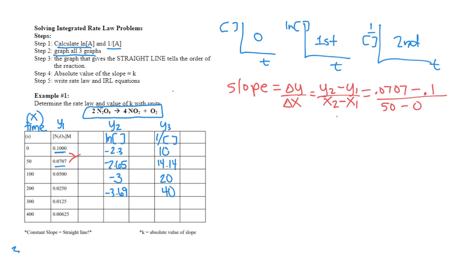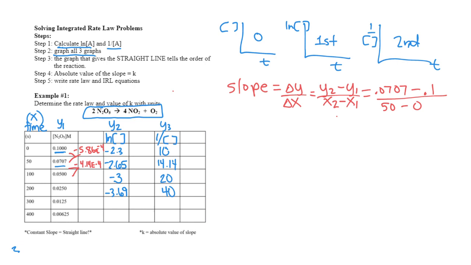When I calculate that, I get negative, oh gosh, this is going to be small, sorry, 5.86. I'm just going to put a little e there instead of times 10 to the negative 4. So 5.86 times 10 to the negative 4. Then I'm going to do it for the next 2 points. So 0.05 minus 0.07 divided by 100 minus 50. That gives me negative 4.14 times 10 to the negative 4th.